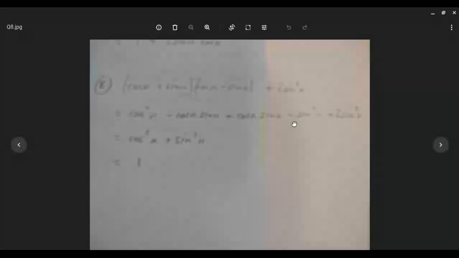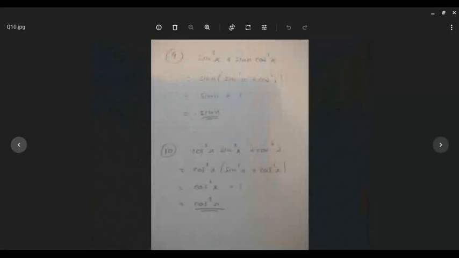What we've got at the end, we've got minus sine squared plus 2 sine squared. So that'll give me plus 1 sine squared x. So I've got cos squared x from the start here, plus sine squared x at the end. And as we know, cos squared x plus sine squared x equals 1, which is what we're asked to show. Let's have a look at number 9.